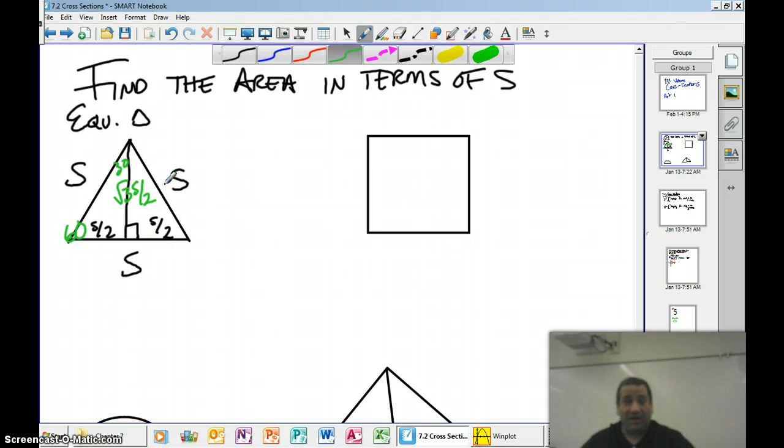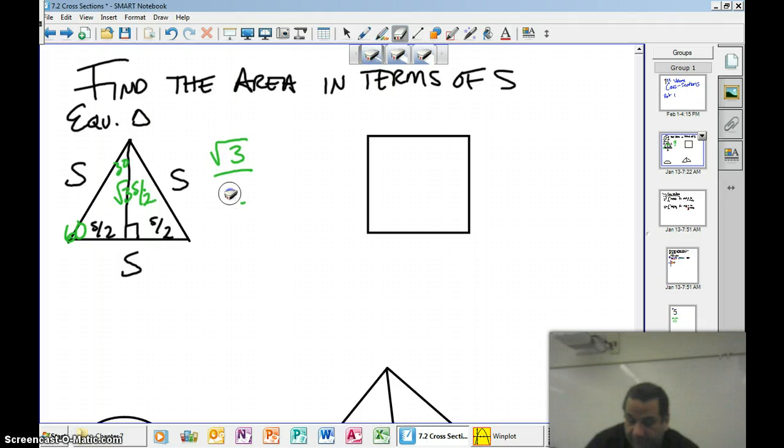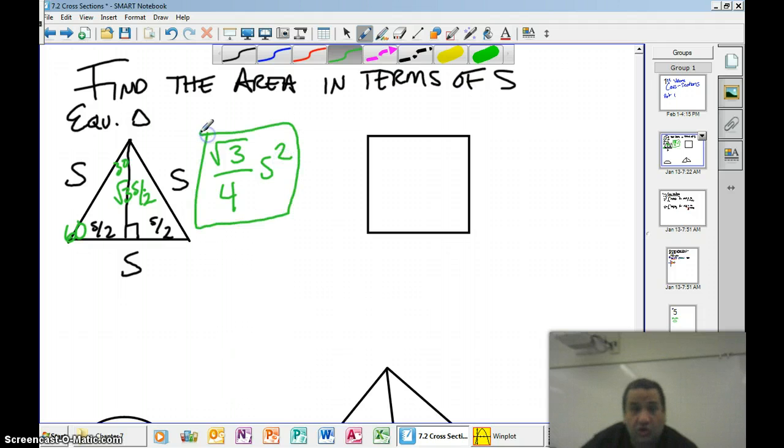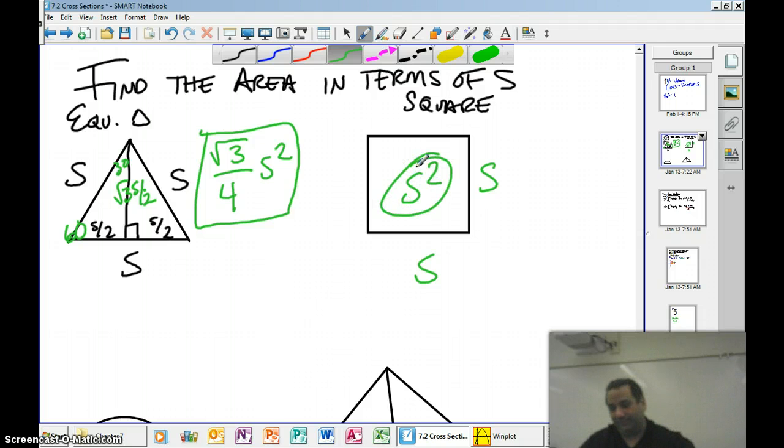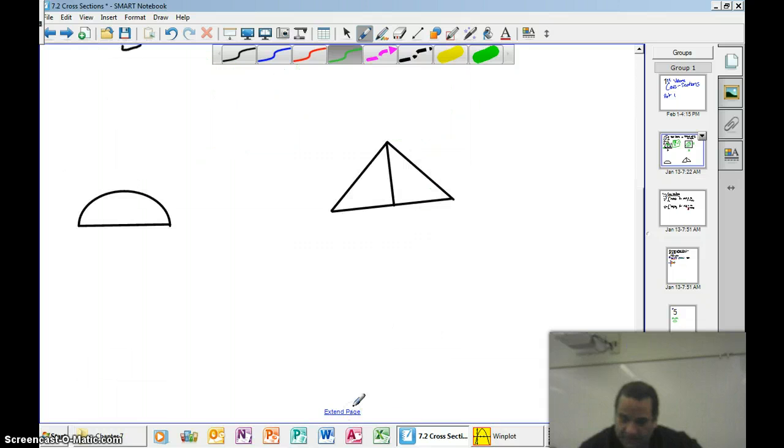So to find the area of this triangle, it's going to be 1/2 base times height. So I will get square root of 3 over 2 times S times 1/2. So times 1/2 means this is square root of 3 over 4 times S squared. These formulas you need to know. All right? So that's the equilateral triangle. This is the square. That one's easy, S squared. Okay? Next, we have a semicircle.